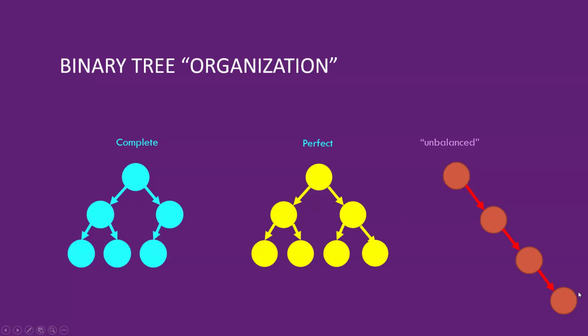Unbalanced, we'll start talking about more and more. Yeah, it's a binary tree, but it's not very efficient for searching because it's got this really long branch off to one side. And we'll see some of that today again. That's our worst case scenario with our binary tree, okay?